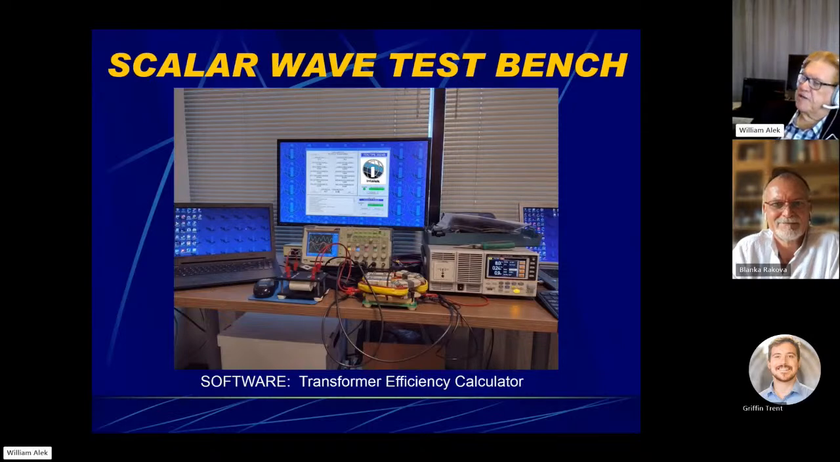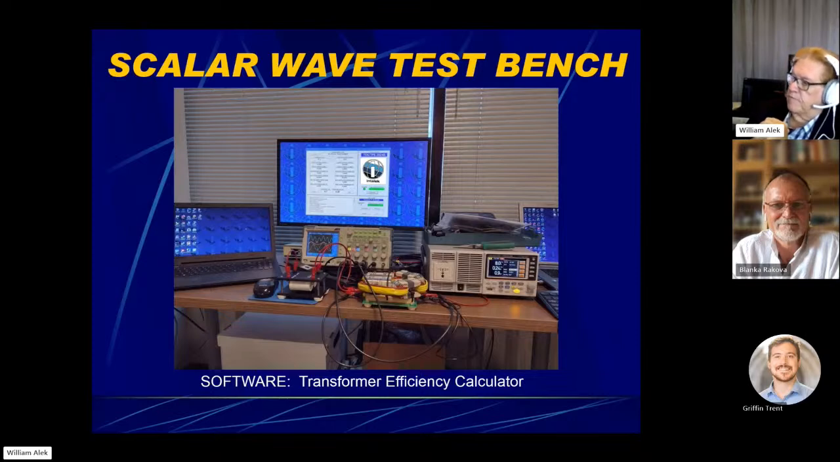Okay, so this is my test bench. This is a scalar wave test bench. It shows an oscilloscope, a power supply, my transformer, driving the resonator here, which is a capacitor and a load output, and some meters hooked up to measure the current and the voltage. And I wrote some software that does all these calculations, that determines the efficiency of this device.